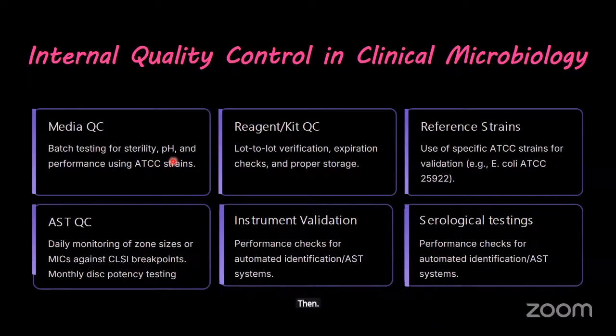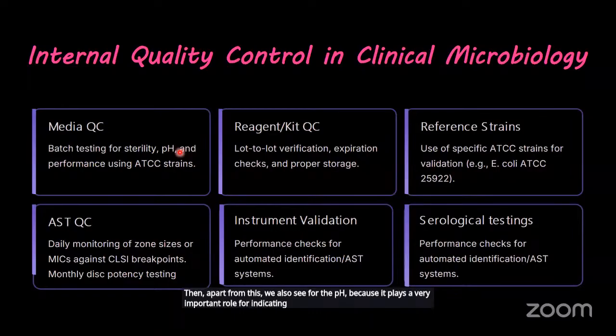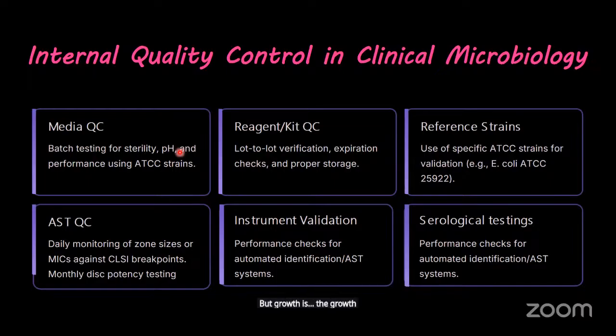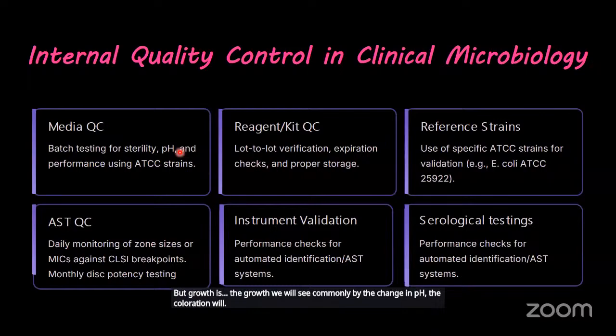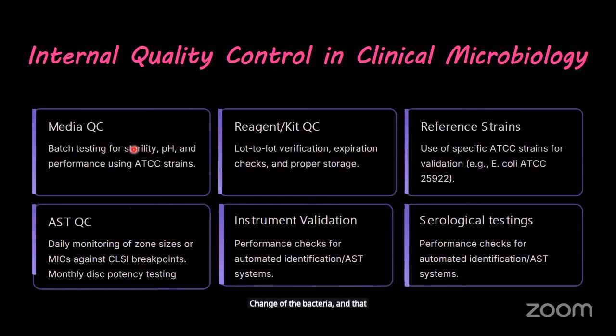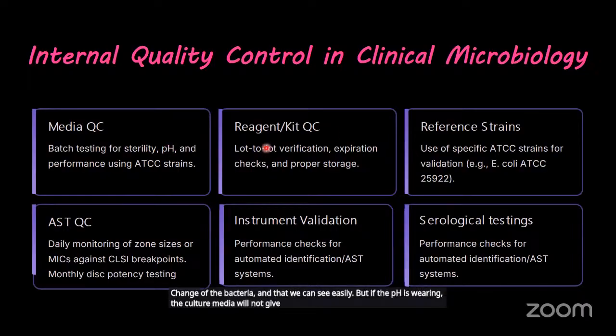Then apart from this, we also check the pH, because it plays a very important role in indicating changes, right? Whatever the growth is, we will commonly see it by the change in pH, the coloration will change because of the bacteria, and that we can see easily. But if the pH is varying, the culture media will not give the proper result.